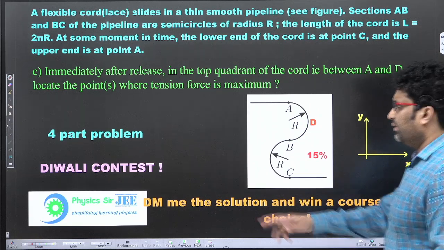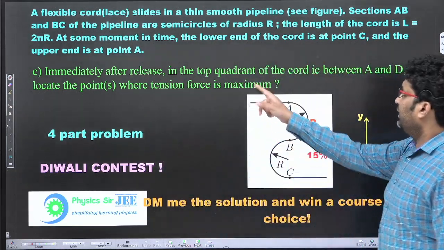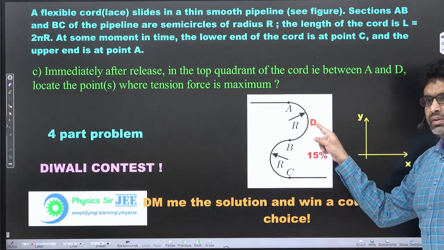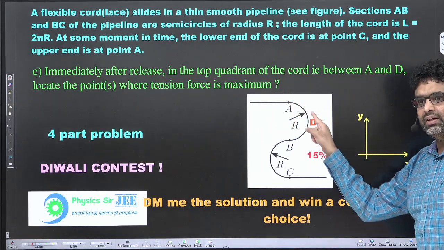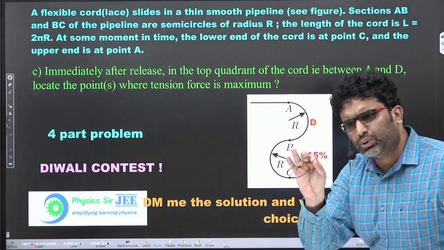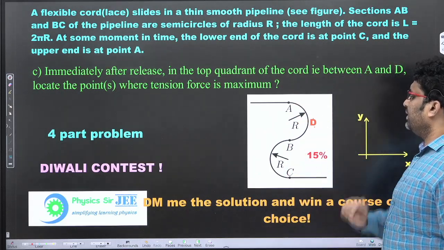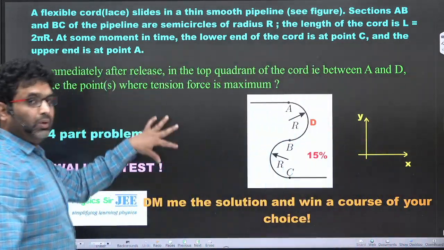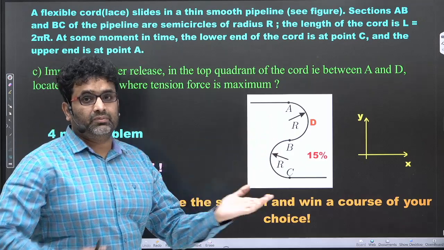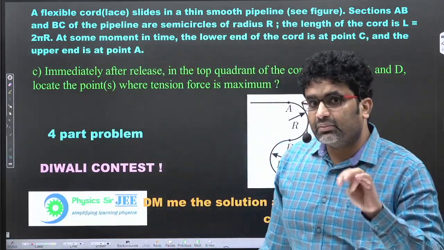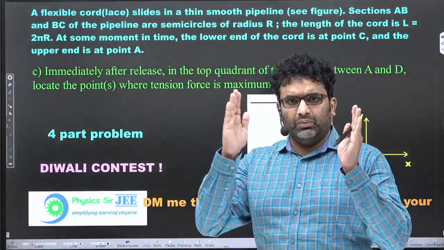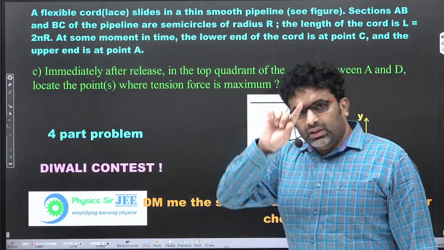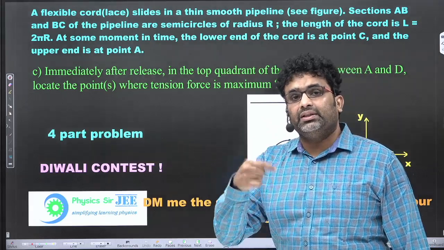as we continue, again, immediately after release, in the top quadrant of the cord, that is between points A and D. I marked one more point D, which is the quadrant. That length A to D is pi r by 2, if I'm right. So in between that A to D position, locate the point or points where tension force is maximum. The previous question was about 0 tension points throughout the cord. This time I am limiting your observation to only the top quadrant. In that top quadrant, where is the tension maximum?